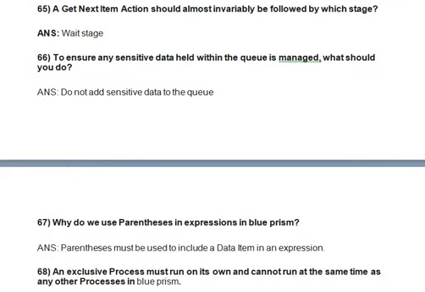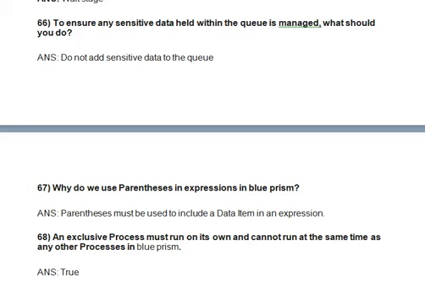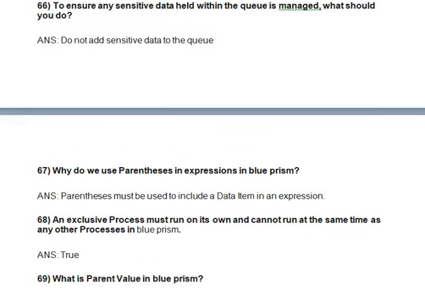A get next item action should almost invariably be followed by which stage? That would be the wait stage. This action is always followed by a wait stage. To ensure any sensitive data held within the queue is managed, what can we do? Do not add sensitive data to the queue. If you want to add any sensitive data, you can add it as session or environment variables.